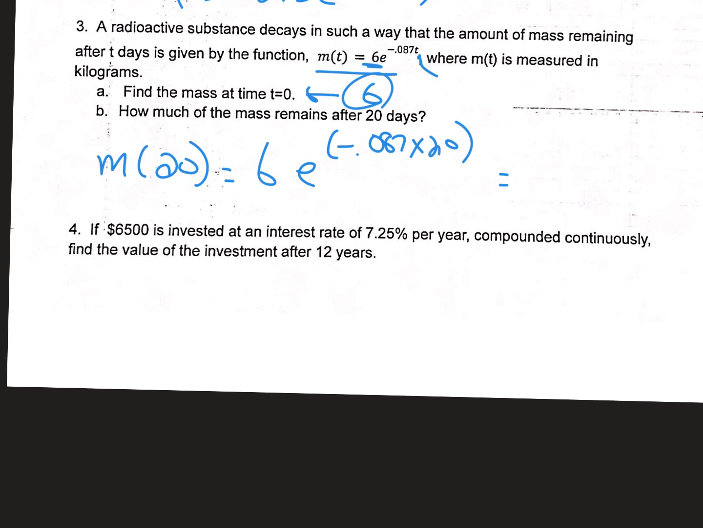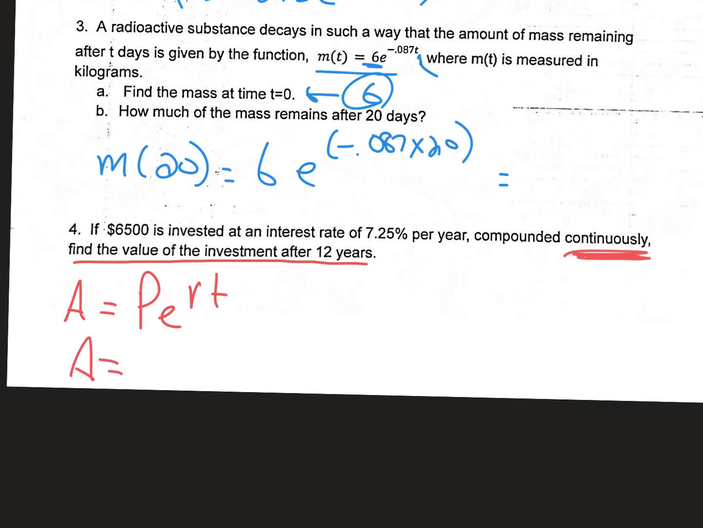Okay, number 4. If $6,500 is invested at an interest rate of 7.25% per year, compounded continuously, that's the key word. Anytime you see continuously, find the value after 12 years. Anytime you see continuously, your formula is going to be the PERT formula. So when I plug that stuff in, P is principal, how much you start with, 6,500, e is e, r is rate, be careful, make sure you move that decimal back 2 spots, times 12, because 12 is the time. And you'd punch it in your calculator just like that to get your final amount. One more time, I forgot my calculator.